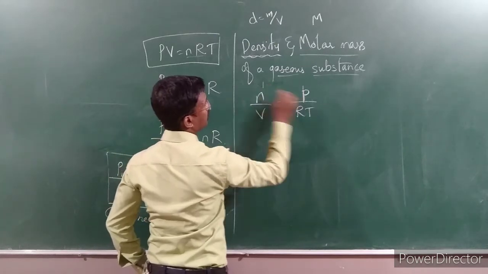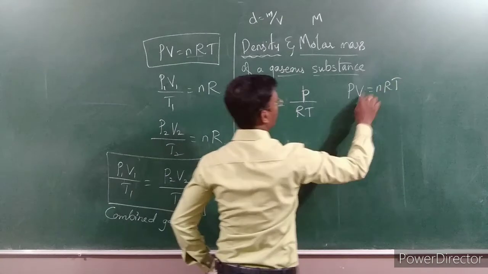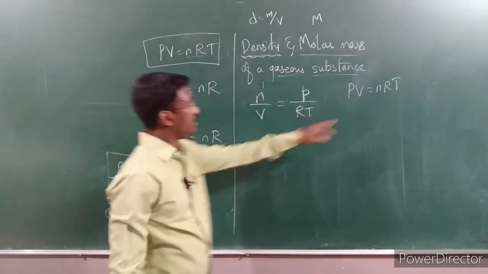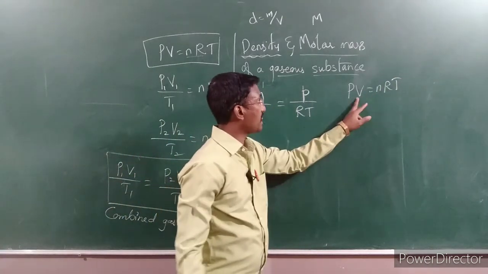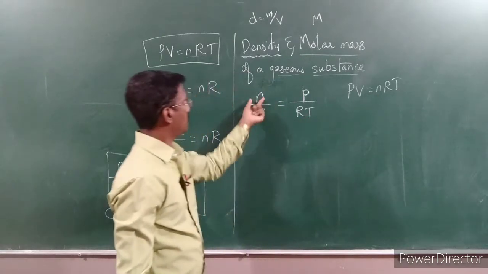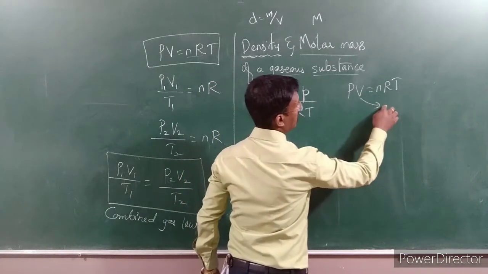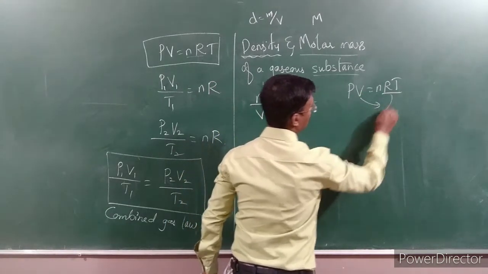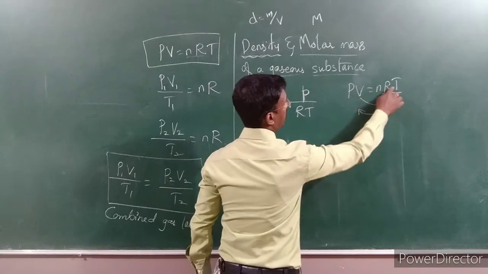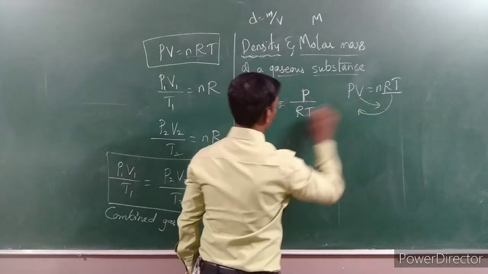PV is equal to nRT. So we can convert this expression as n divided by V. I am sending V to that side and taking RT to the left side. N divided by V, this V is moving that side, it becomes divided by, and RT is coming to this side. P divided by RT is n divided by V.